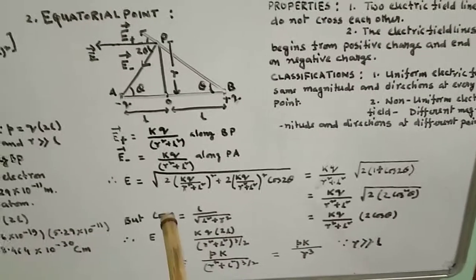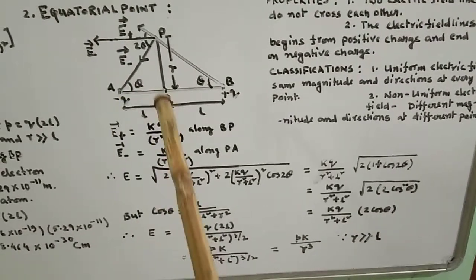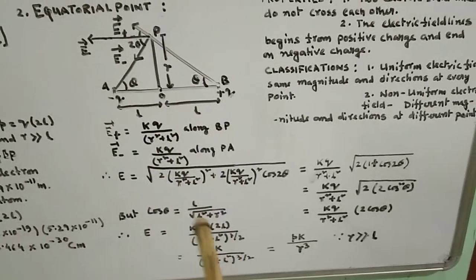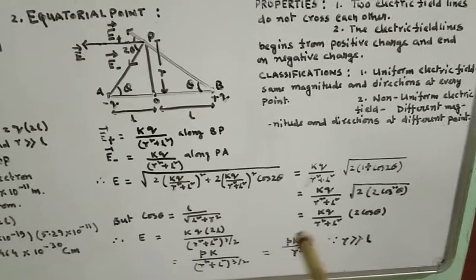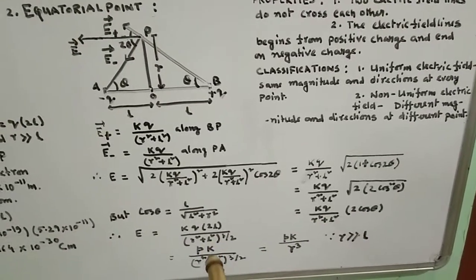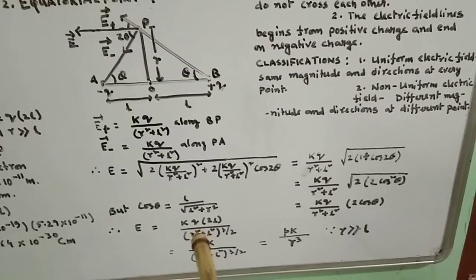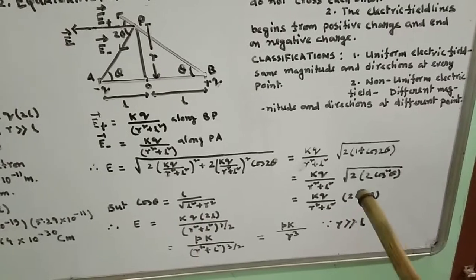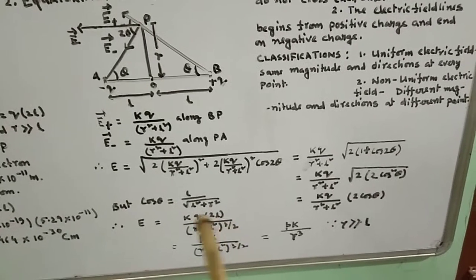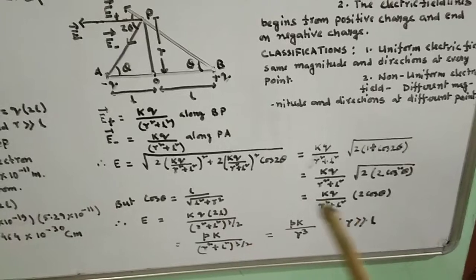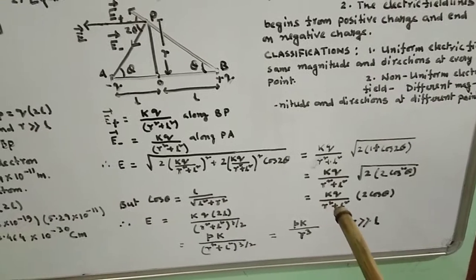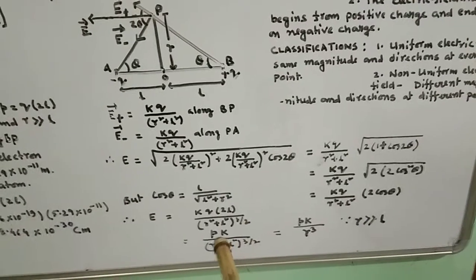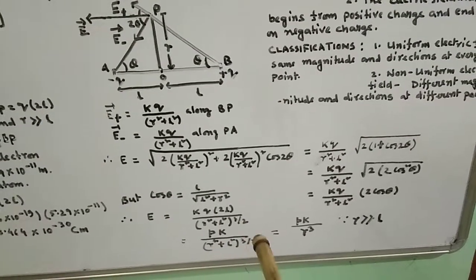Now you can define cos theta. Cos theta is base by hypotenuse. So what is the base? It is l, and the hypotenuse is root over r square plus l square. If you substitute this here, what do we get? It comes out to be kq, this is your l, this is your 2, so 2l, divided by root over r square plus l square. In the denominator, r square plus l square becomes r square plus l square to the power 3 by 2. So it is pk by r square plus l square to the power 3 by 2.